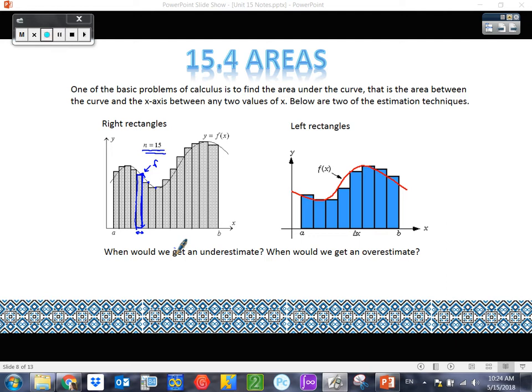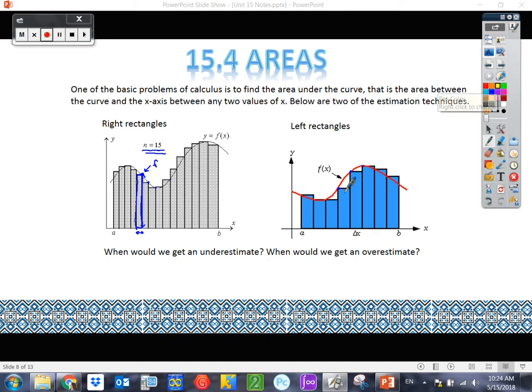So right rectangles, see the right corner is on the function, no matter which way we're headed. Left rectangles is because the left corner is on the function. And so if we were going to calculate the area of one of these, we would calculate this distance right here. It would be this function value. And then we would multiply it by this width, whatever that width happens to be. That would give us the area of this one rectangle. And then we would do the area of each one and add them up. So that's basically how we get estimates of area, is we use this technique called Riemann sums.